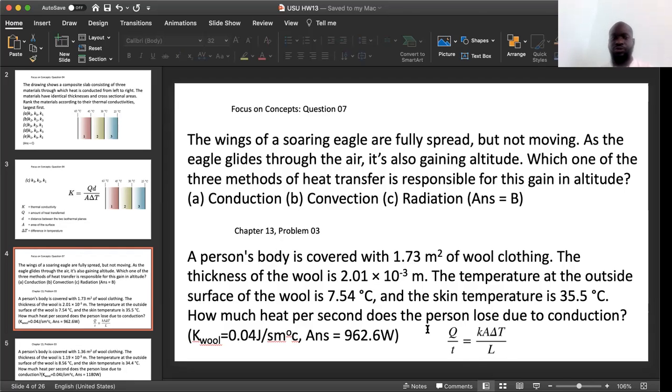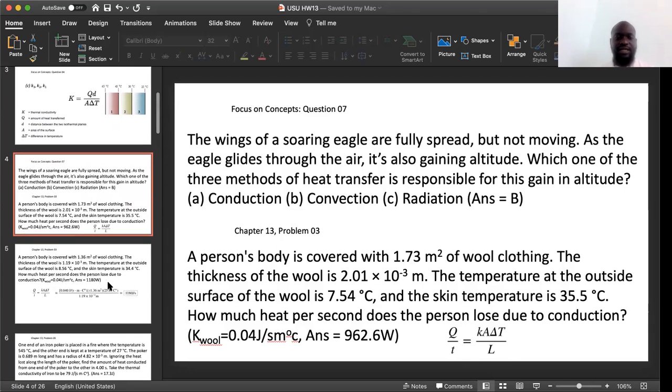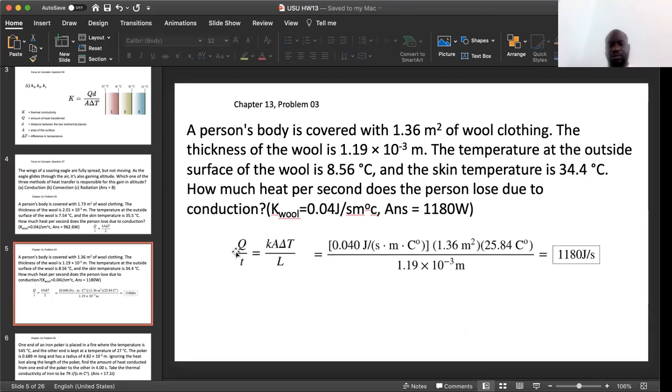So this is the formula you're going to use. I'm going to show you on the next slide how to do that. We know K for wool is given, and we are given delta T: 35.5 minus 7.54. That's delta T, the change in temperature. L, the thickness of the wool, is given, and A is given. So we have everything we need to solve this problem. Q over t, joules per second, is what we're looking for, like power in watts. It's K A delta T over L, using the difference between 34.4 and 8.56, and that's just going to give you that. Okay.